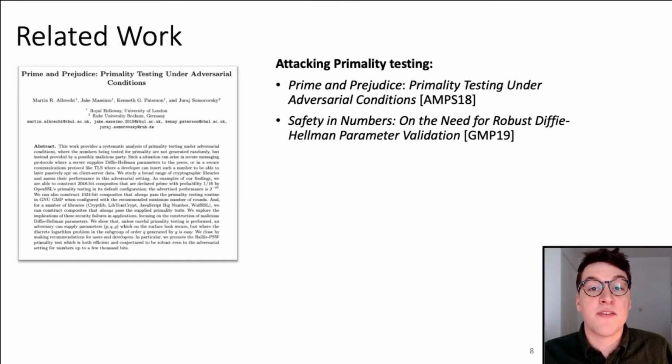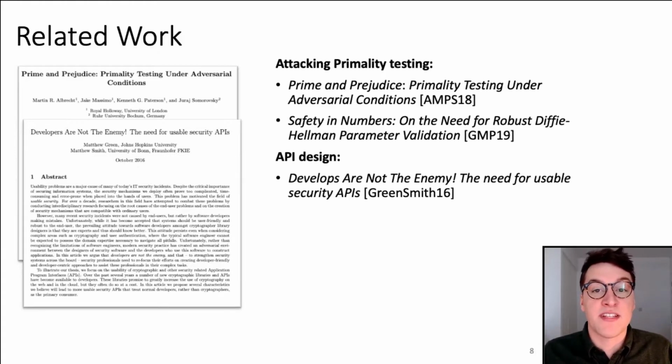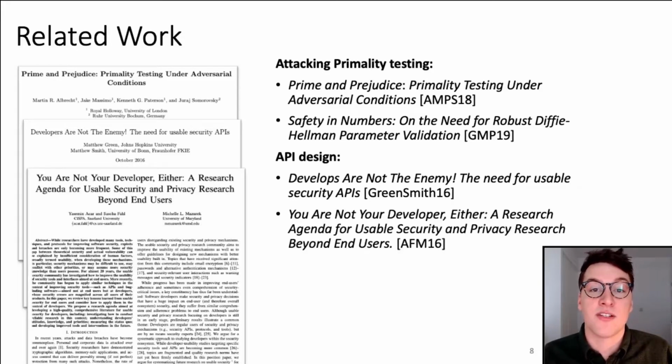Well, we see this firstly as a step in mitigating the issues raised by previous work on attacking primality testing in cryptographic applications. So this is the likes of Prime and Prejudice in 2018 and Safety in Numbers, a follow-up in 2019 by Galbraith et al. But this work also more broadly fits into recent efforts to promote usable security and safe APIs. We see this from work from Green et al. and Acar et al. in 2016.